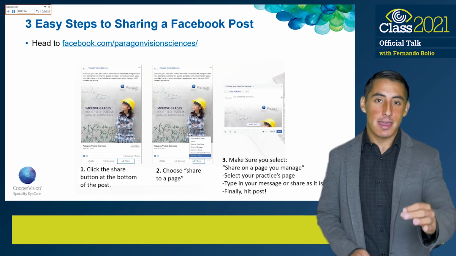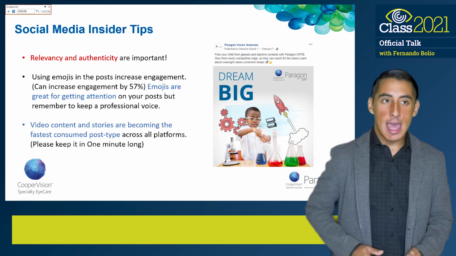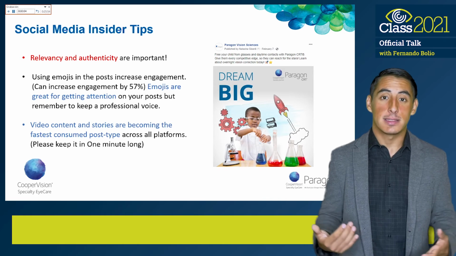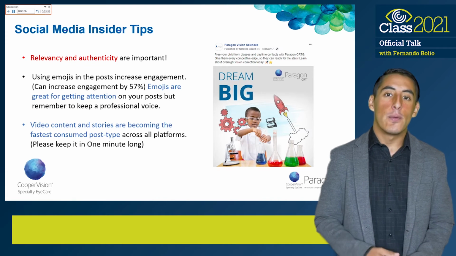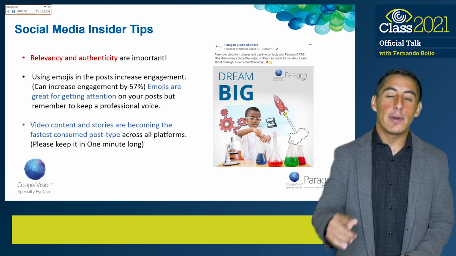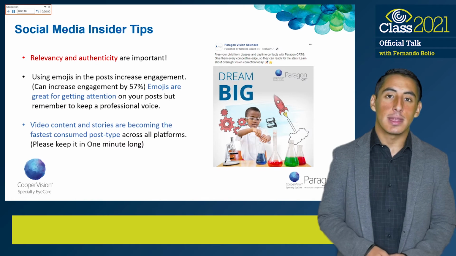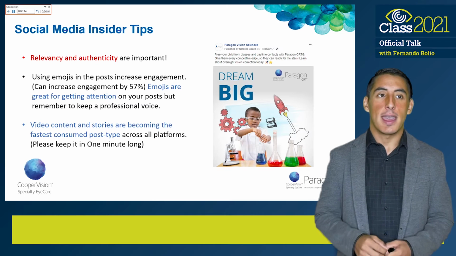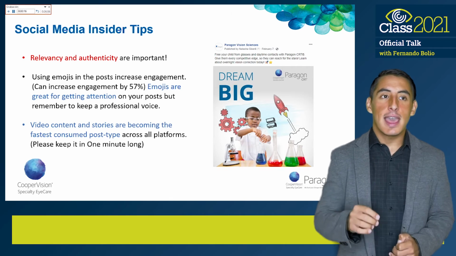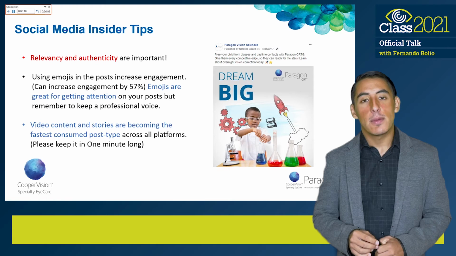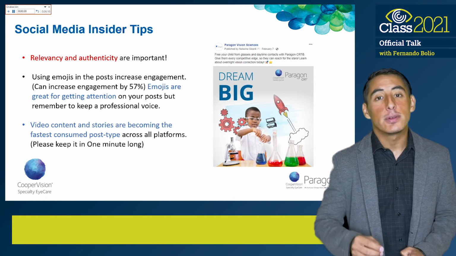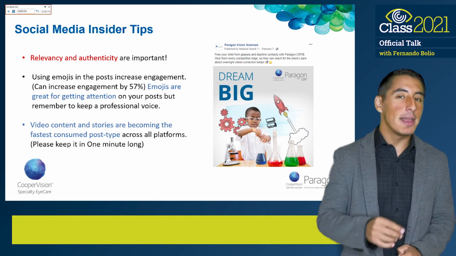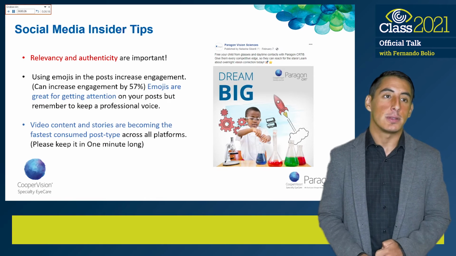Social media insider tips. Authenticity and relevancy are very important, not just as professionals, but also on social media. We don't want to be like our competitors. We want to be better than them and create content that is important and relevant to our patients. Okay? Use emojis. There is proof that using emojis can increase engagement with your social media accounts by 57%. Just remember to keep a professional voice in every post.